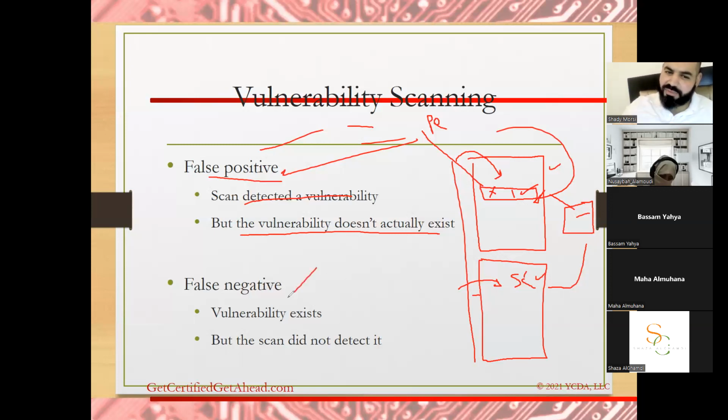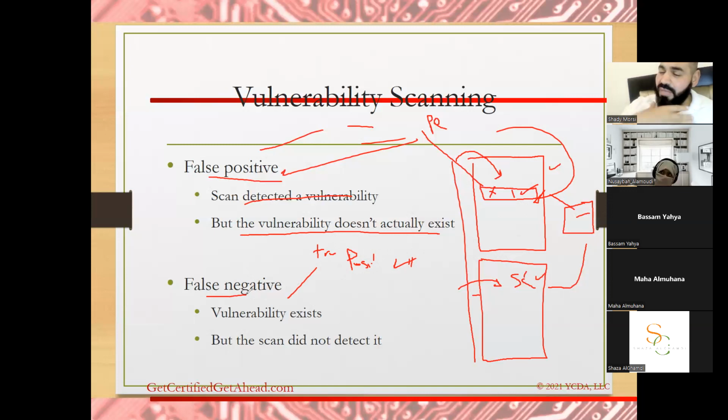The second type here. Another thing you need to know: if it's a true positive, it means it's a real vulnerability, 100%. Done. What's really scary is the false negative. Okay, guys, what is a false negative?